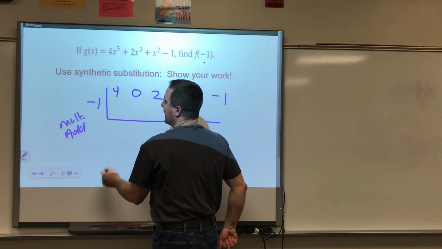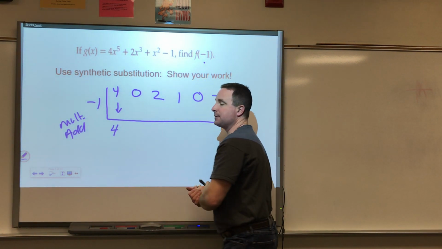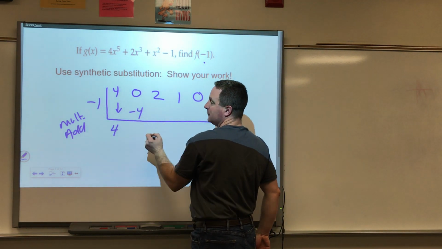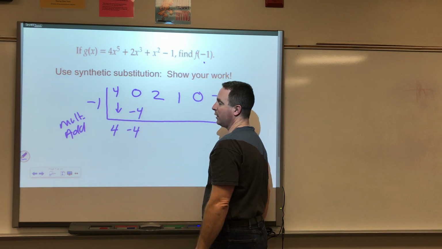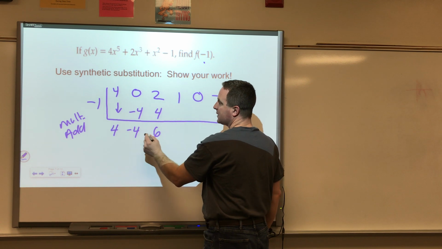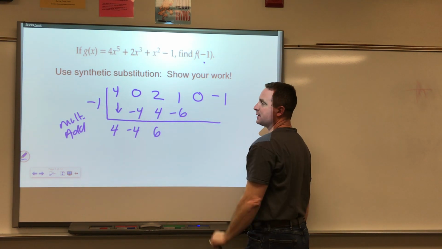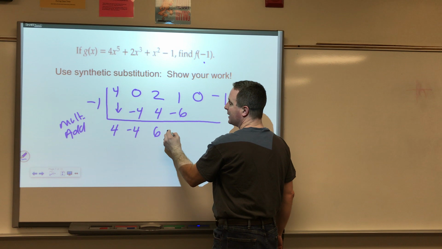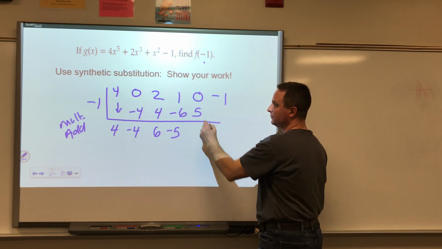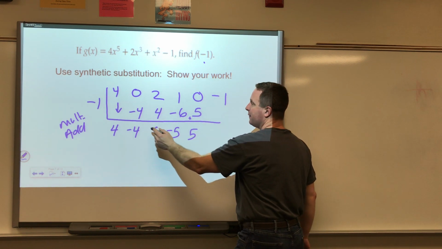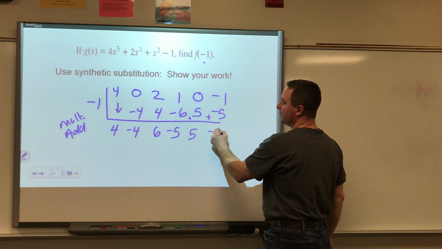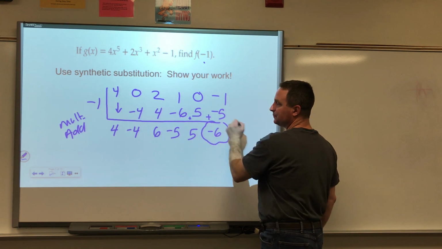Then I'm going to multiply and add. I drop down my 4, and I multiply. That's negative 4. 0 plus negative 4 is negative 4. Multiply gives positive 4, add 2, I get 6. Multiply, negative 6. Add here, I get negative 5. Multiply, here I get positive 5. Add, I get 5. Multiply, negative 5. Add it together, and I get negative 6.